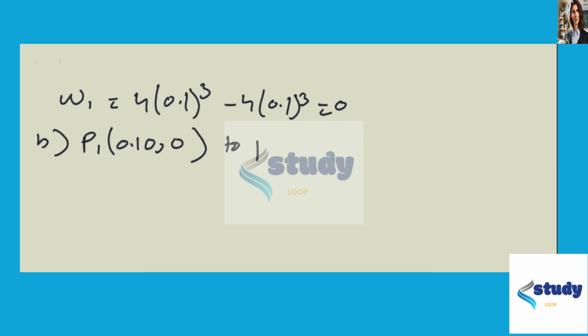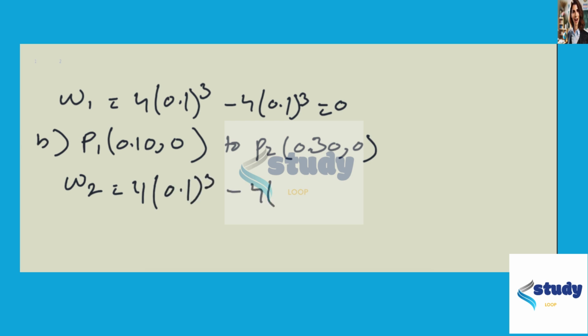For part B, when the proton moves from point 0.10 meter to point P2, which is 0.30 to 0, the work done on the proton is given by the same equation, 4 times 0.1 cubed minus 4 times 0.3 cubed. This gives us minus 0.104 joules. So W2 is minus 0.104 joules.